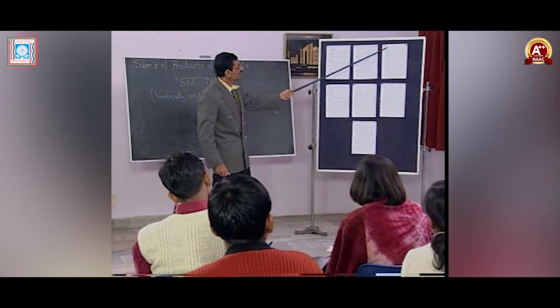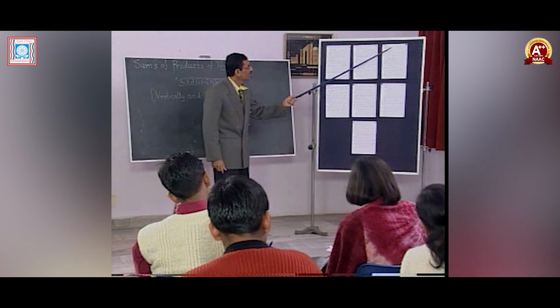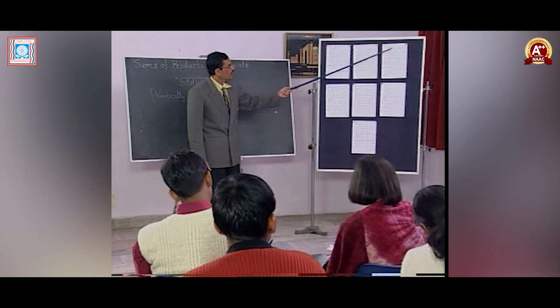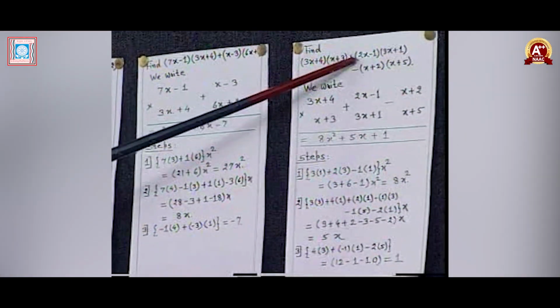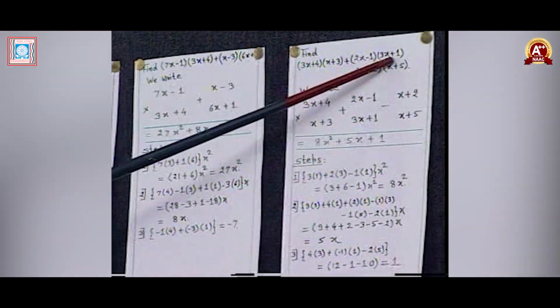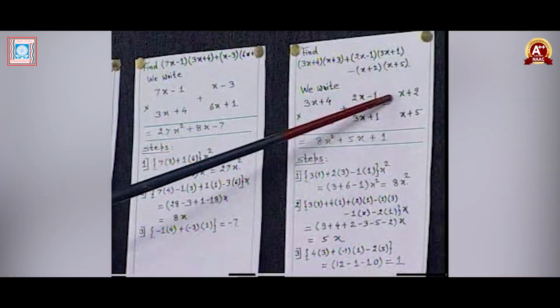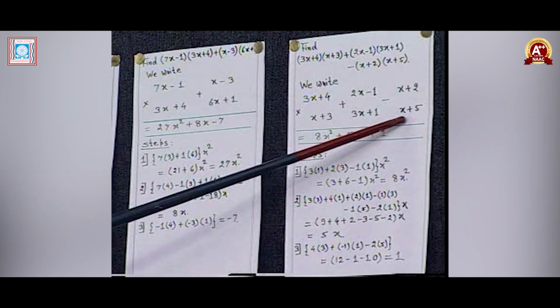Coming to the third example. Here there are three multiplications: (3x plus 4) into (x plus 3), first term, plus (2x minus 1) into (3x plus 1), and minus (x plus 2) into (x plus 5).